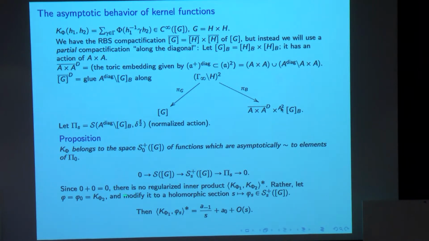So what the trace formula does is the following. It takes one of these kernel functions and modifies it to a holomorphic section where we change the character. If we change the character from 0 to arbitrary s, then the regularized inner product makes sense. And then if we vary this s, we're going to see a simple pole at s equals 0, a constant coefficient, and then something that goes to 0 when s goes to 0.